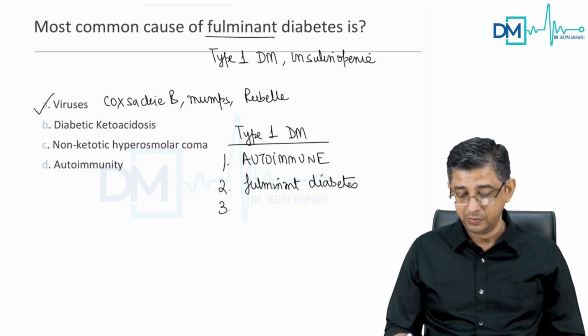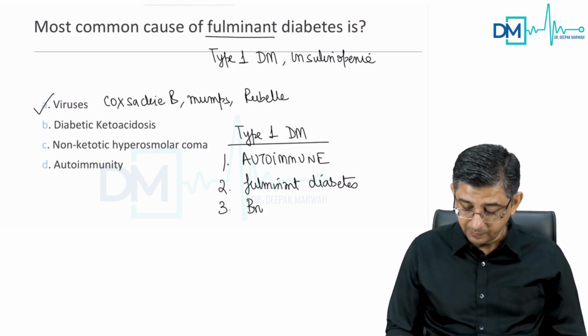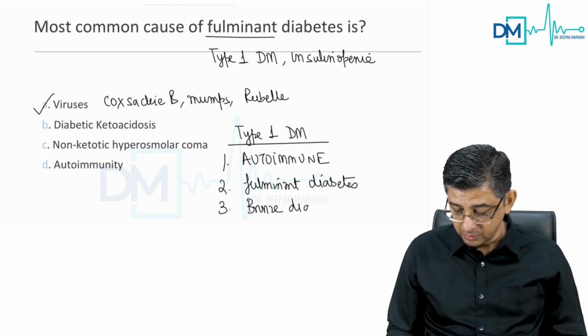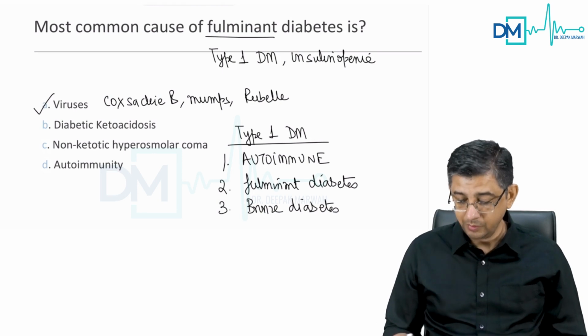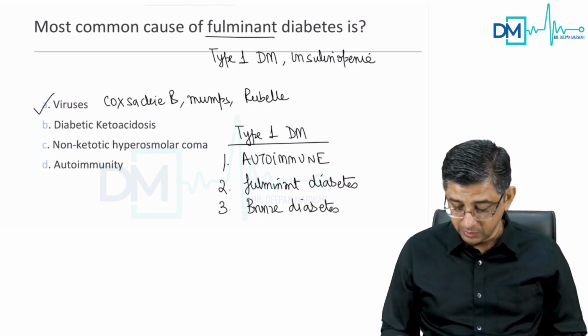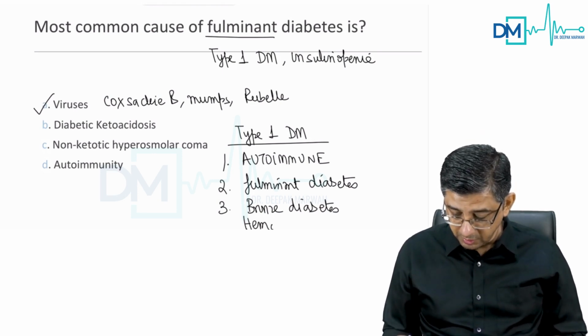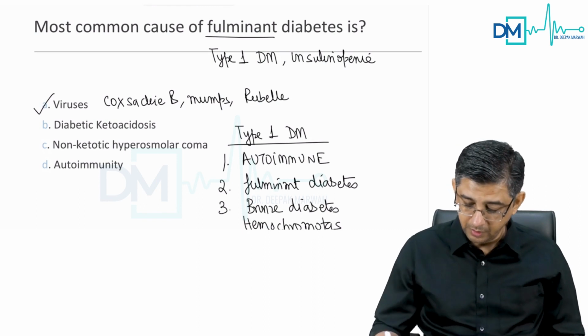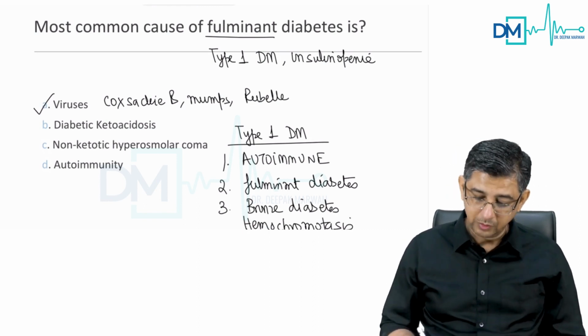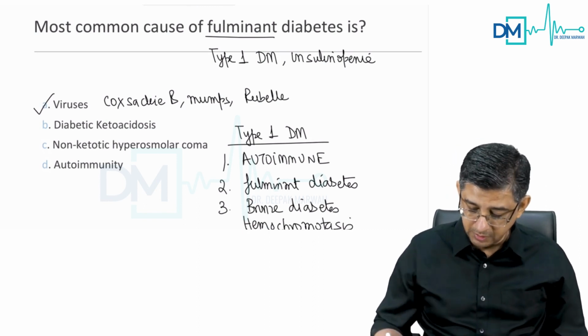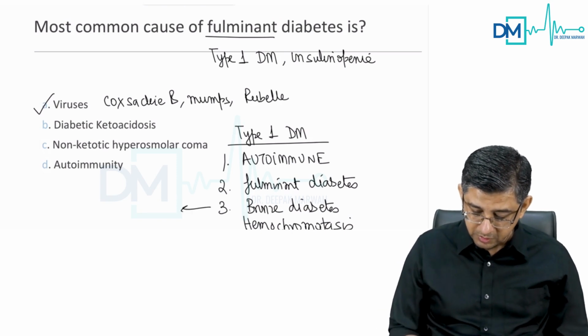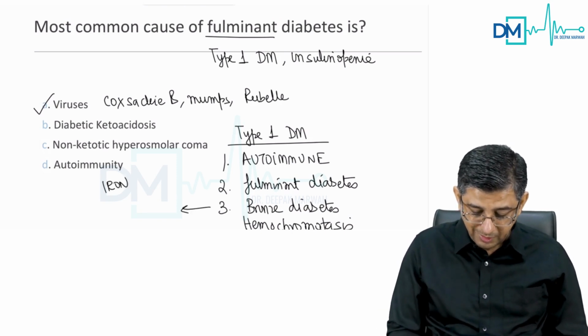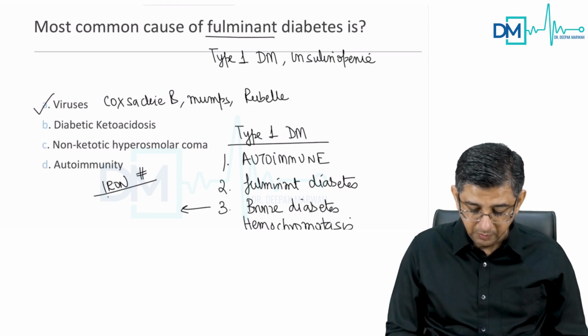A third important cause could be bronze diabetes. Let us recall what bronze diabetes was. This is encountered in patients with hemochromatosis, that is iron toxicity, and we have a triad which we quickly need to remember for this particular topic. So in a patient of hemochromatosis, there would be iron toxicity, and this iron would be causing damage to the liver.